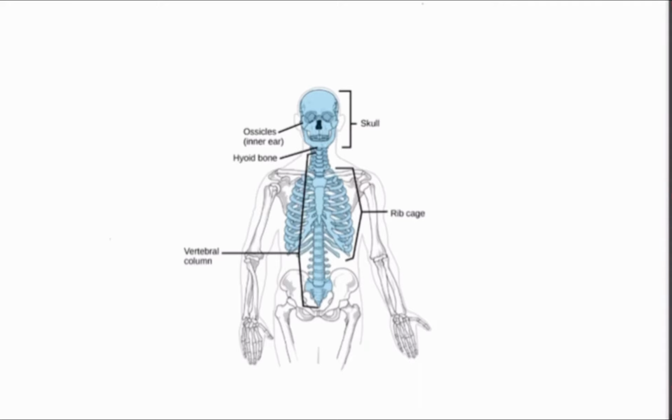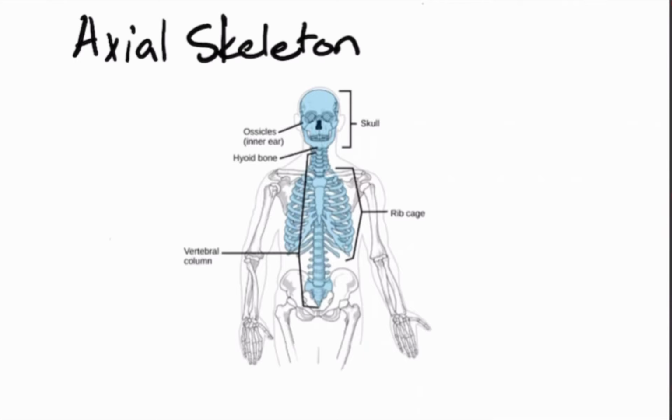Hello, my name is Brandon, and today I'll be talking about the axial and appendicular skeleton for you guys. I'll be talking about the bones that are in each of the two topics and a little bit more about them. And so first we have here is the axial. Pretty much, the axial skeleton consists of the skull, hyoid bone, vertebral column, and rib cage.